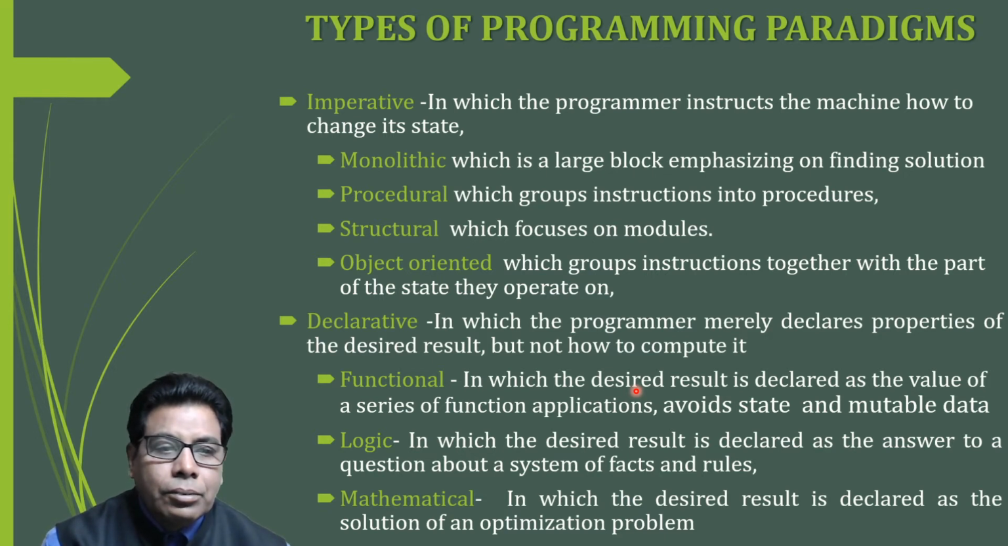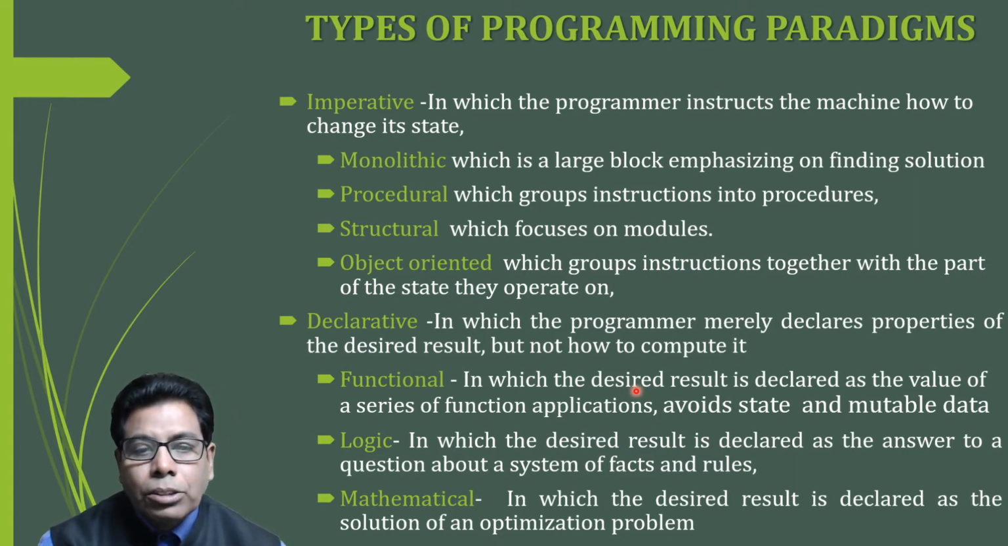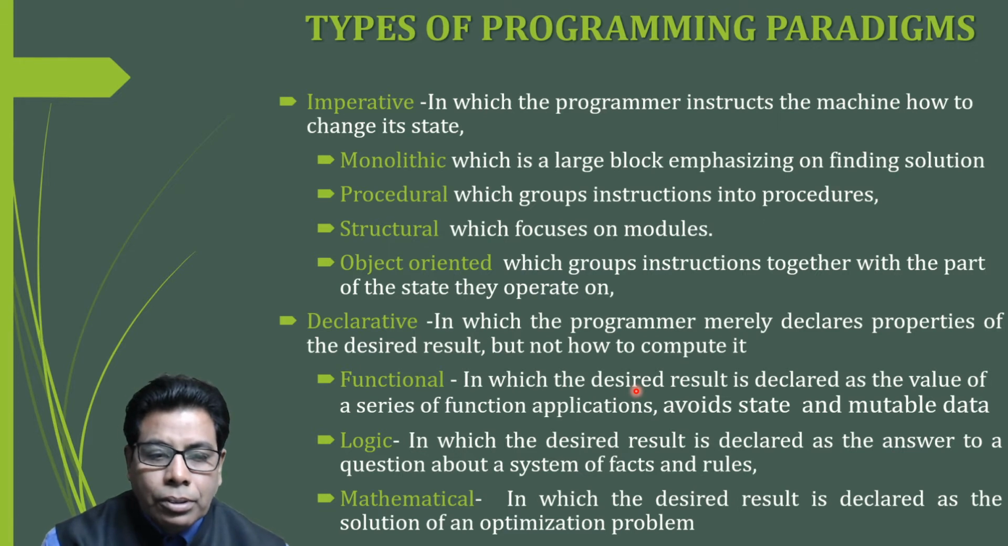Then the second type in declarative is the logic. So here the result is declared as an answer to a question about a system of facts and rules. So it is rule based. Then the last one is mathematical. So again here the desired result is declared as a solution to an optimization problem. So these are the basic types of programming paradigms.